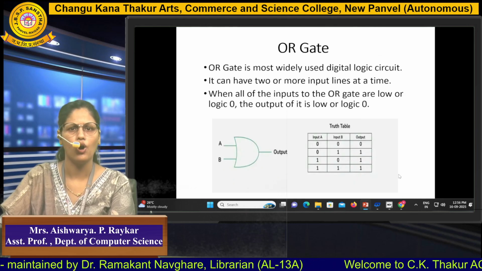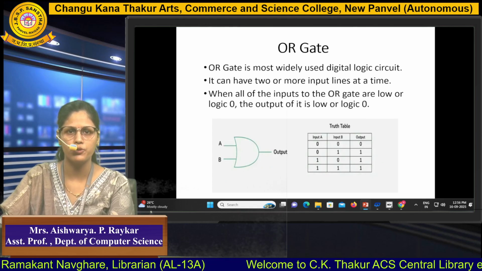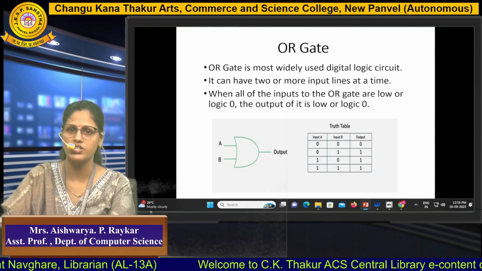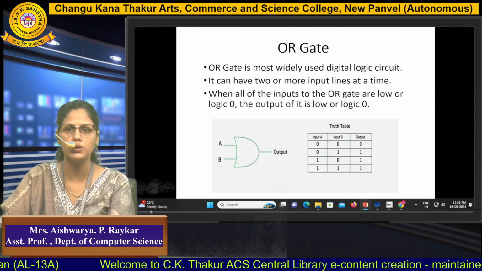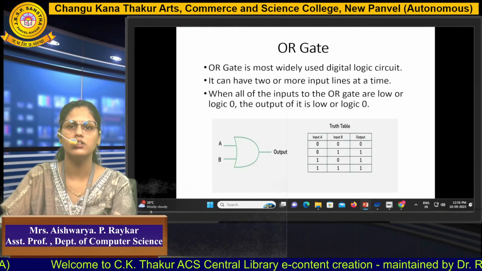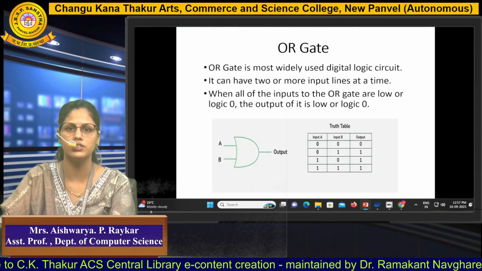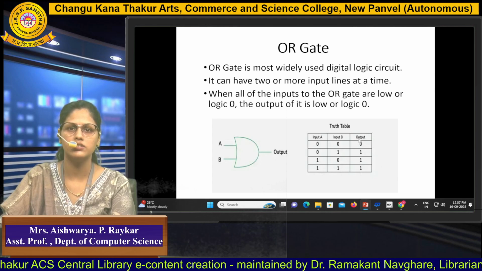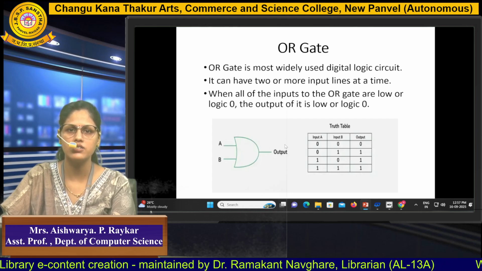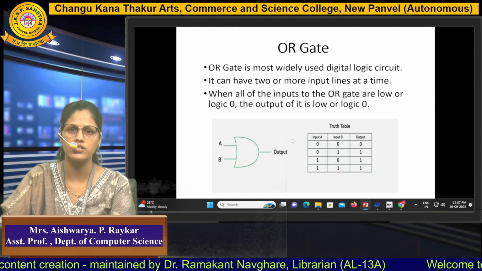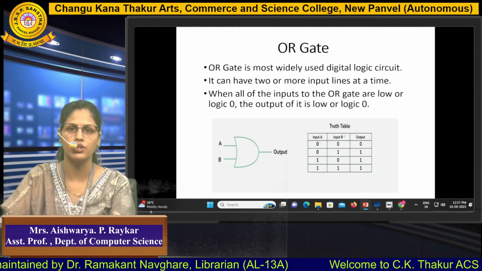Next is OR gate. OR gate is again a most widely used logic circuit. Again it can have two or more inputs at a time. When all the inputs to the OR gate are low, then the output is 0. So the thing to remember for OR gate is when the inputs to the OR gate are low, then only the logic output is 0. So what is the symbol? This is the symbol for OR gate. And what is the Boolean equation for OR gate? Y is equal to A plus B.